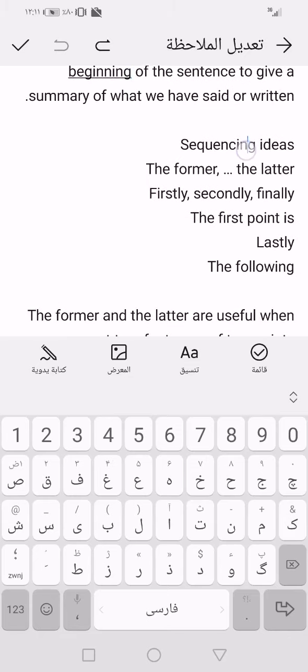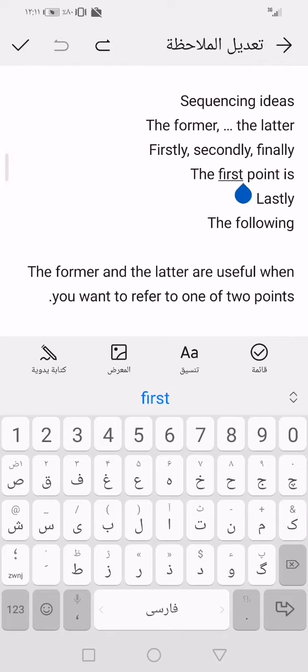نجي على sequencing ideas تسلسل الأفكار. The former السابق, the latter اللاحق, firstly, secondly, finally الأول الثاني والثالث. The first point is الفكرة الأولى هي, lastly آخرا, the following التالي. هاي الكلمات تستخدم لتسلسل الأفكار.